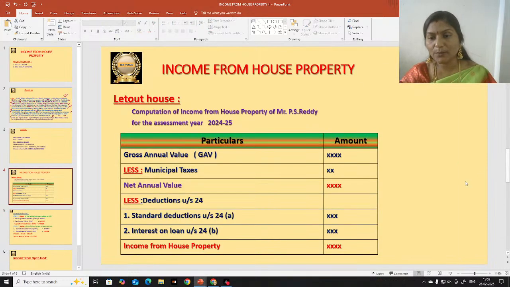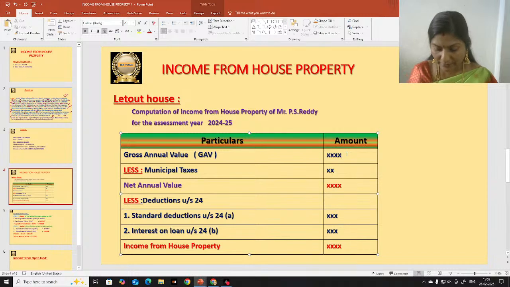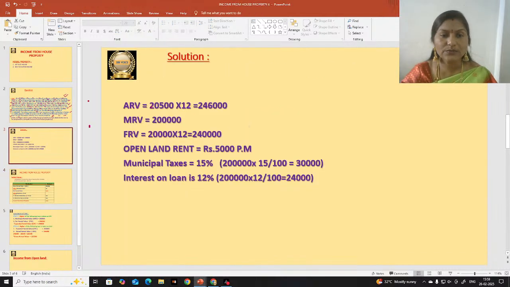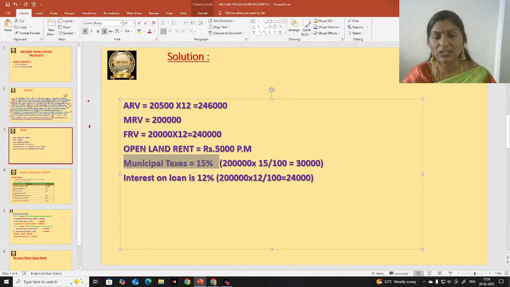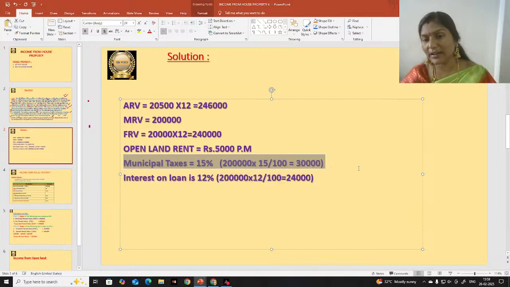Okay, we will record in the place of GAV 2,25,500. So I am recording here 2,25,500 in the place of gross annual value. And after this we will deduct municipal taxes. So municipal taxes we calculated already here. Municipal taxes is 15% and calculation also we did. Okay, so 2 lakhs is MRV, on that 15% we calculated, and how much are we getting? 30,000, that is municipal taxes amount.